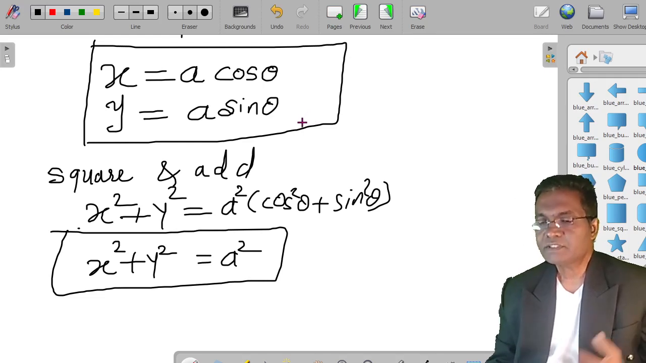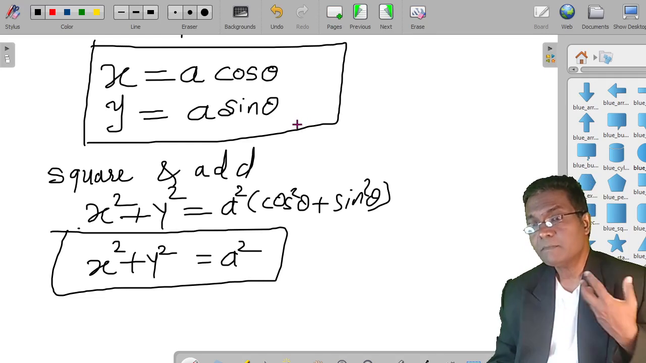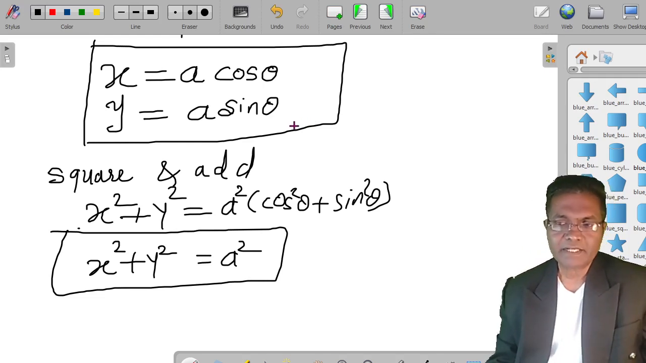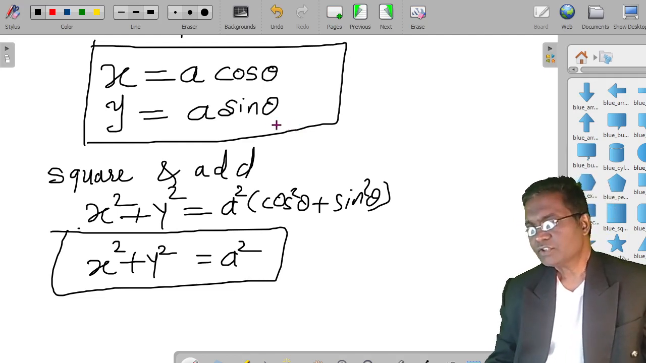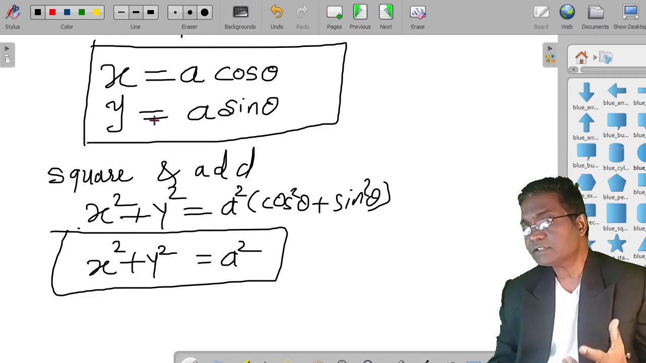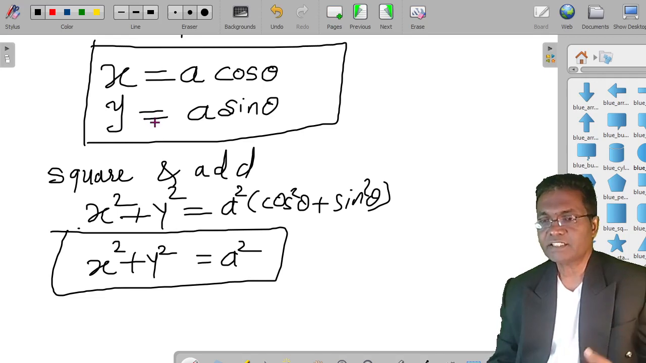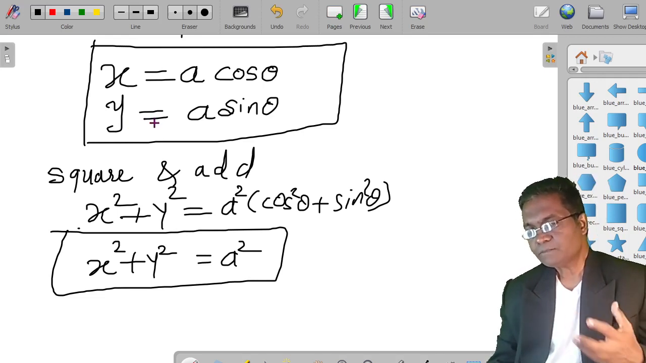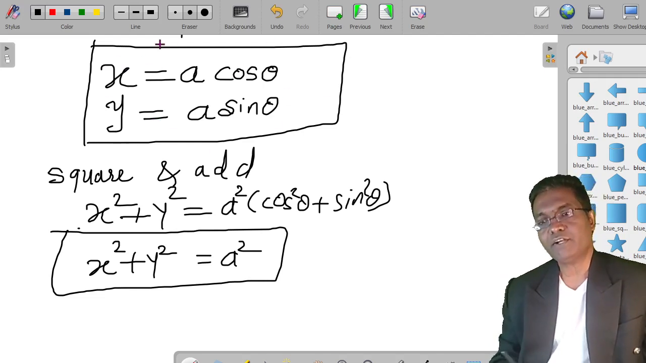Sometimes it is essential to convert Cartesian form into parametric form. In that case we go for parametric equations or parametric functions. So if x and y are in terms of some t or r or theta, then such functions are called parametric functions. In this type, how can you find the derivative?